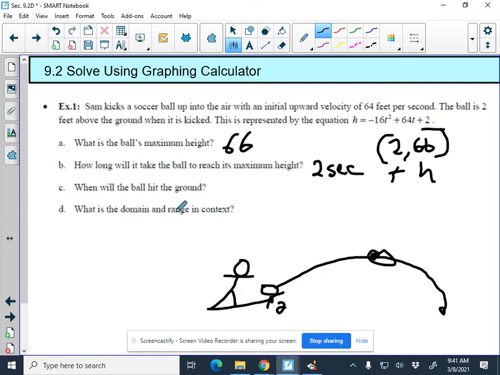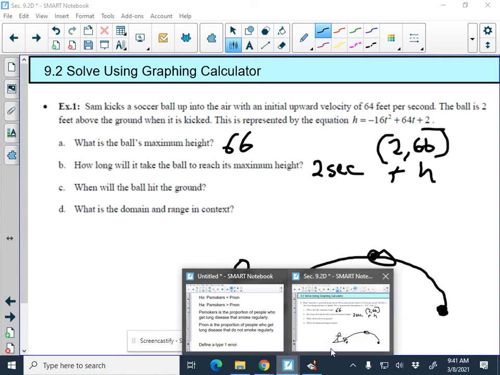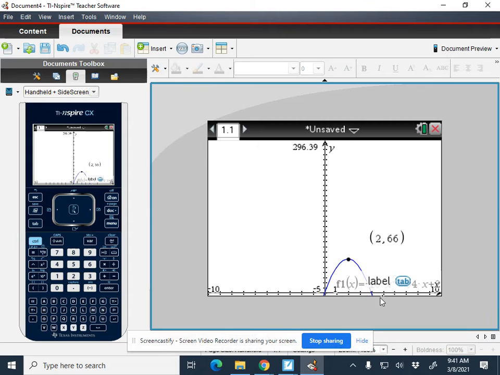Now, when will the ball hit the ground? The ball hits the ground only in one place. It doesn't hit it over here. There's only 1 zero we're worried about. So we have to find the 0 that's over here on the right.